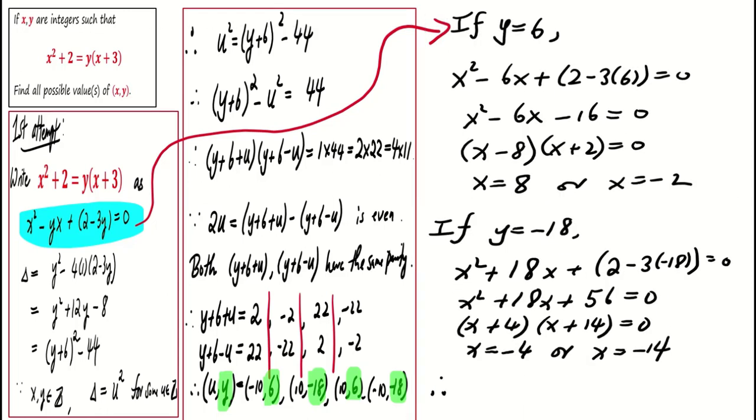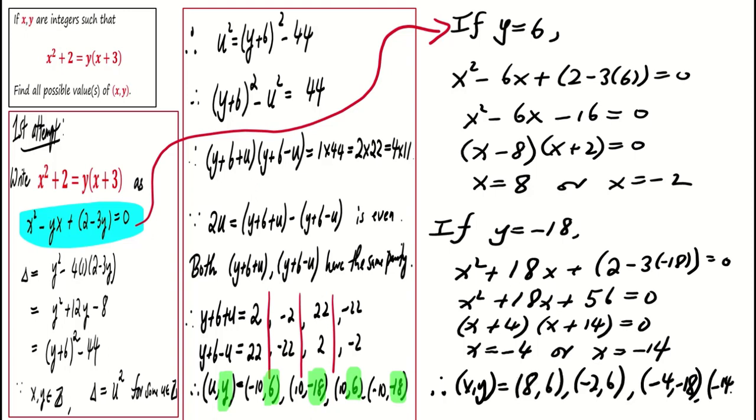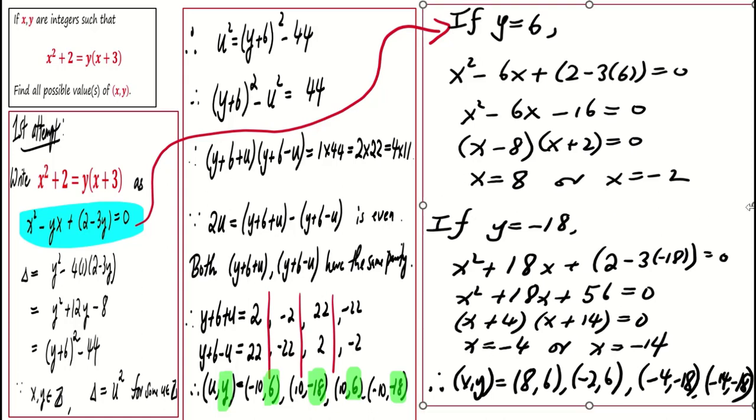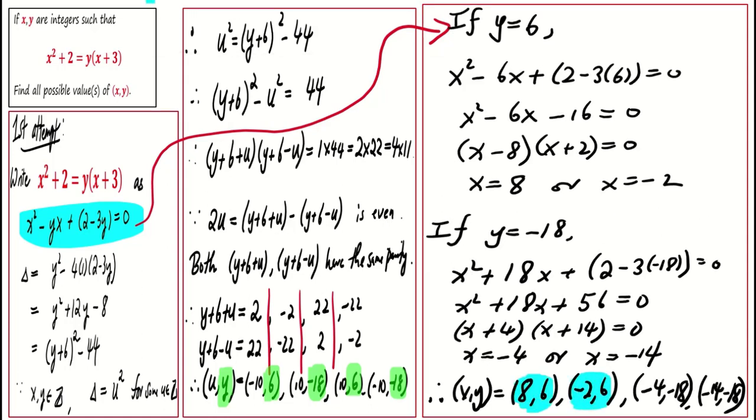So, the possible values of (x, y) are (8, 6), (negative 2, 6), (negative 4, negative 18), and (negative 14, negative 18). That wraps up method 1, which starts by creating a quadratic equation in x.